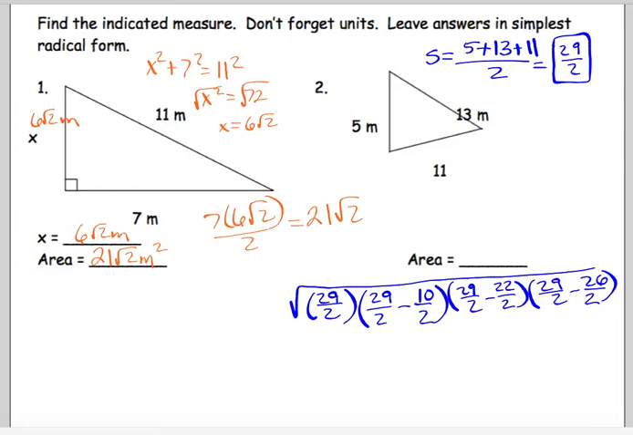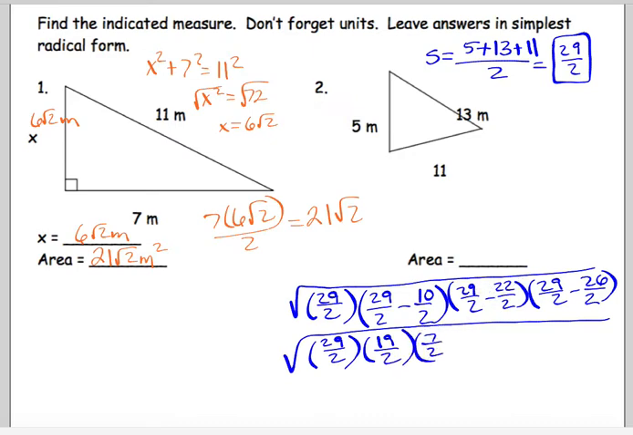So now I'm going to simplify all of this, and I'm going to keep all my crazy fractions going here. So 29 over 2. 29 minus 10 is 19 over 2. 29 minus 22 is 7 over 2. 29 minus 26 is 3 over 2.